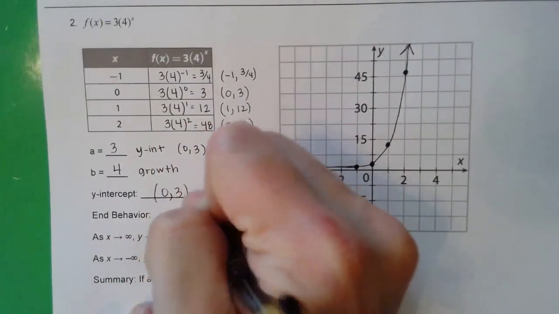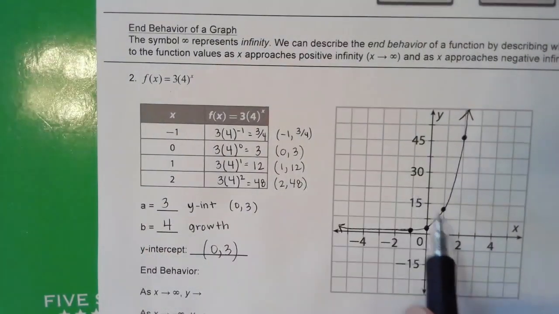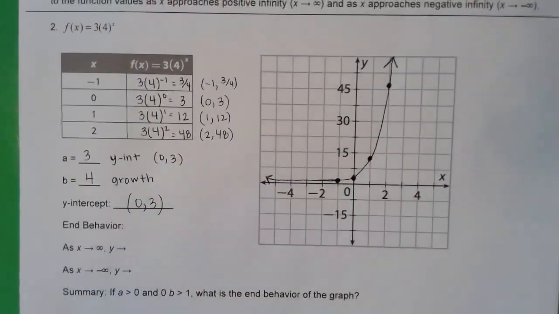We already said that we knew that the y-intercept was the point 0, 3. The y-intercept is always going to match the a value. So my a was 3. That's how I knew that that was my starting value, and that's how I saw that that was the y-intercept. End behavior is a little bit trickier to describe.